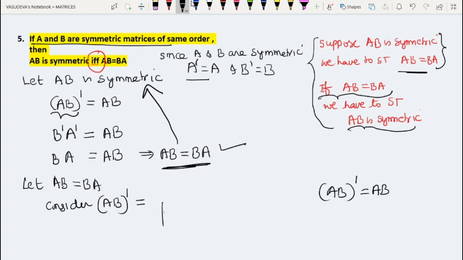So (AB)' can be written as, according to the property of transpose, B' into A'. So (AB)' is B'A'. So what is here? Both A and B are symmetric. A' is equal to A, B' is equal to B. So B' is B and A' is A. So (AB)' is equal to BA.